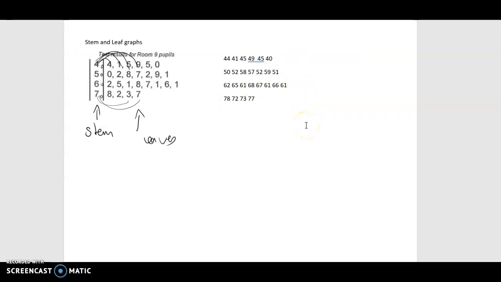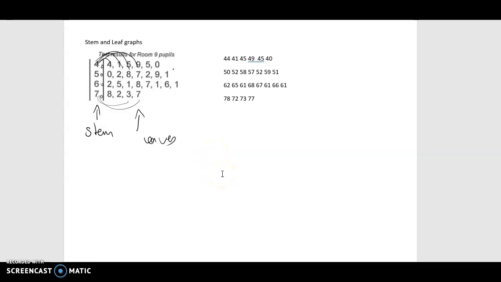Now, we looked at our tally chart as a great way to sort data. A stem and leaf graph is another way that we can use to sort data. Now, I don't like how these are not in numerical order, because it's a lot easier if they are in numerical order to see what is happening with our data.